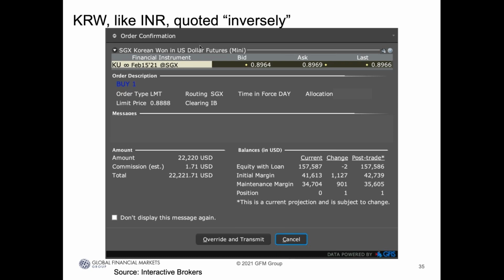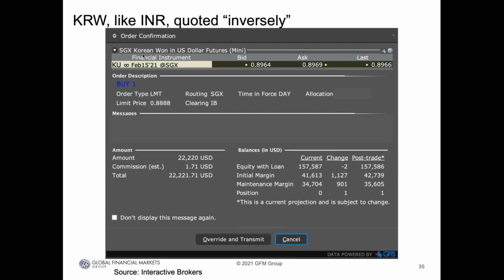The Korean won futures really look kind of similar to the Indian rupee ones. It's quoted inversely to what you'd usually see. So in other words, this is the price of, I think in this case, 10,000 Korean won or 1,000 Korean won in US dollars. So what this says is 1,000 Korean won will cost you about 89.64 US cents. One contract is going to be around 22,000 US dollars plus your $1.71 commission.